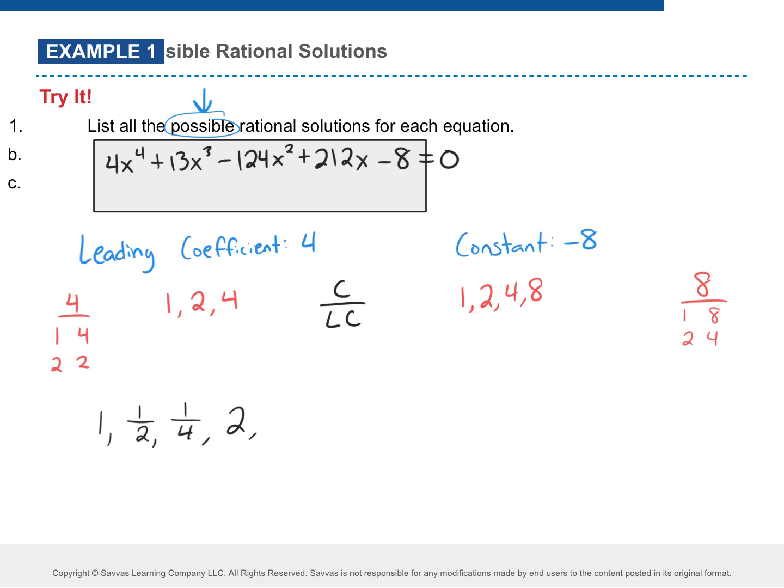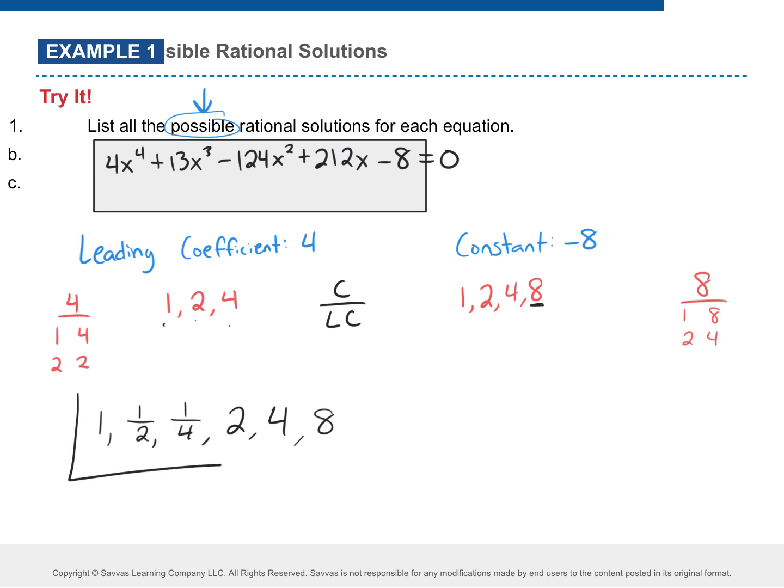Move to the 4. 4 divided by 1 is 4. 4 divided by 2 is 2. Do I need to write the 2? Nope. 4 divided by 4 is 1. Do I need to write 1? No. Are we almost done? Yep, we just have to do 8 now. 8 divided by 1 is 8. 8 divided by 2 is, do I need to write it down? Nope. 8 divided by 4 is 2. Do I need to write it down?